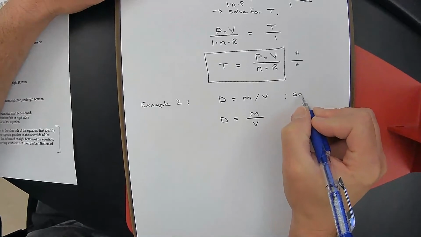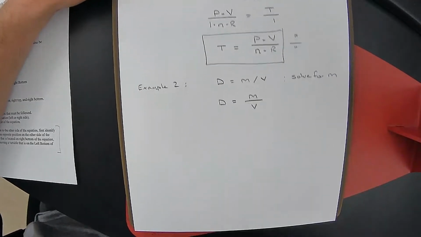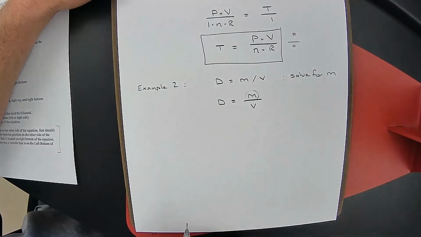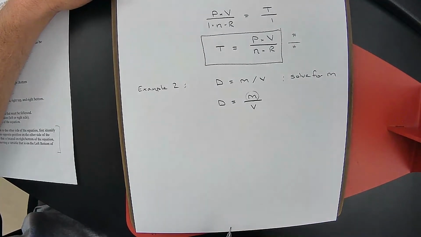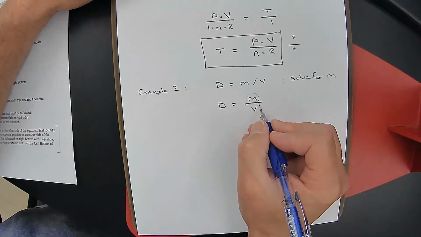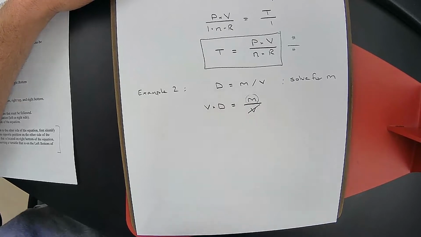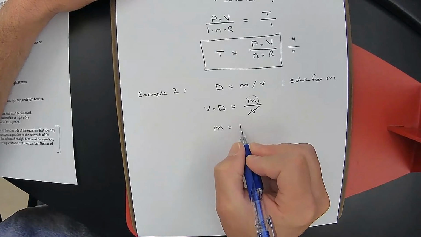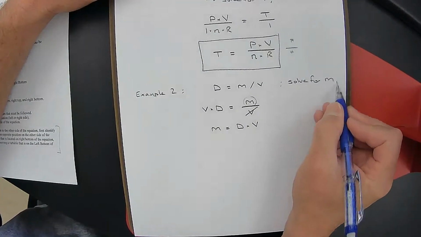If they're asking us to solve for m, we see that m is on top of the equation. I don't need to move it anywhere, but I need to make sure it's by itself, so I have to move v to the other side. So I cross out v from the right bottom and move it up to the left top. So my equation becomes m equals d times v when I solve for m.